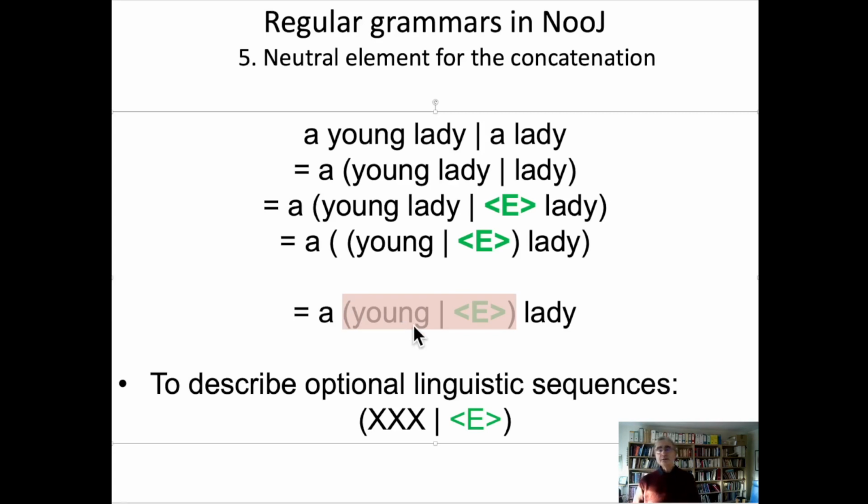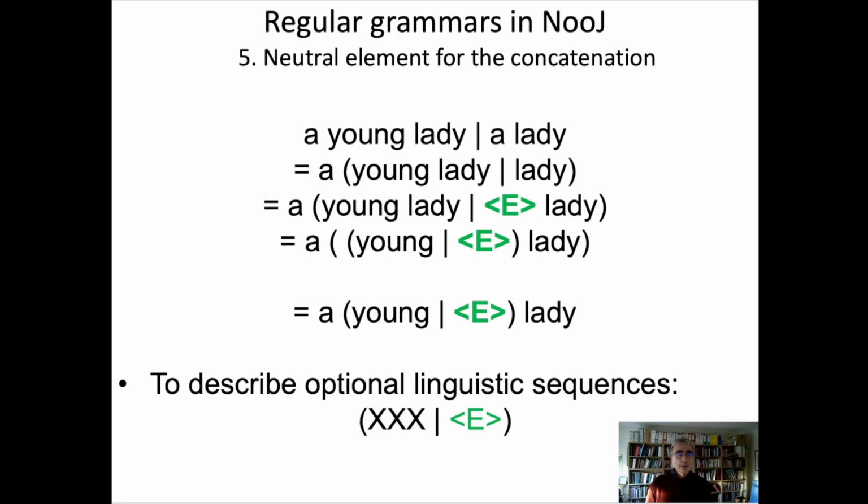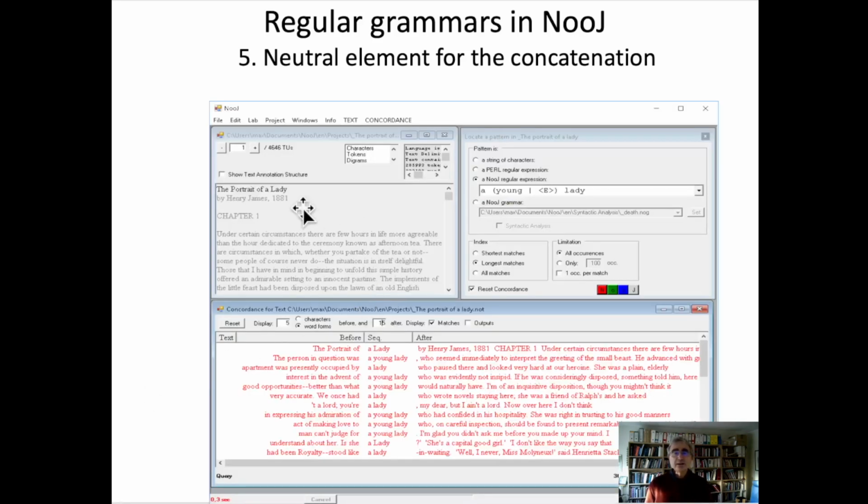So every time you find a linguistic unit that's optional, whatever it is, it could be a phrase, a sentence, an adjective or even an adverb, the way to write a grammar to describe this is to put this element in disjunction with the empty word. So let's say I just typed here, a followed by (young | epsilon) followed by lady. And as you can see, I got 36 occurrences: a lady, a young lady, a lady, a young lady, etc.